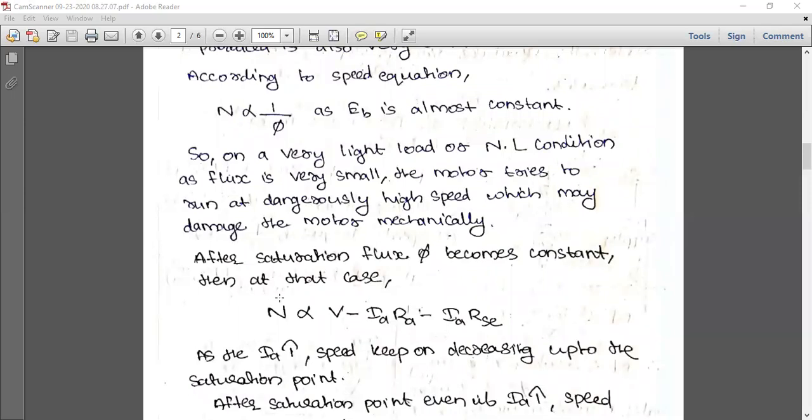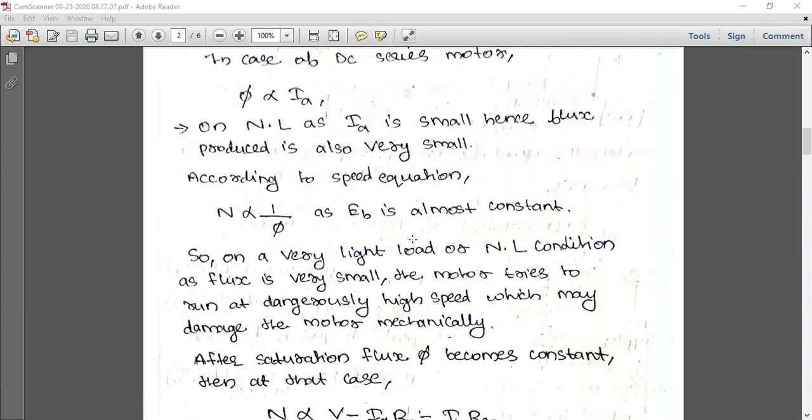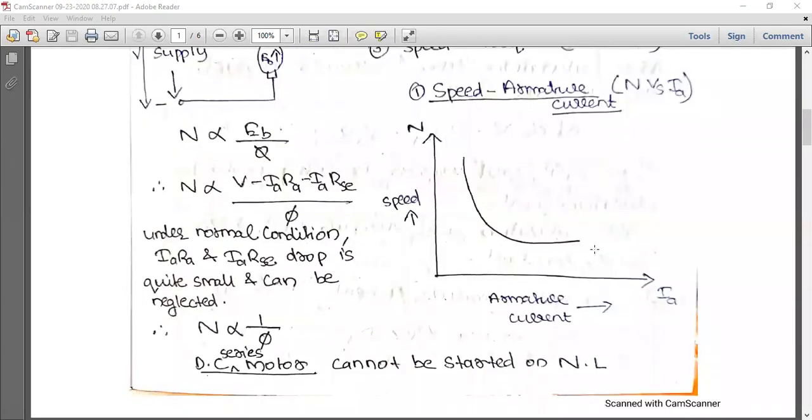After saturation, the flux phi becomes constant. In that case, N is proportional to V minus IARA minus IARC. As IA increases, the speed keeps on decreasing up to the saturation point. After the saturation point, even if the armature current IA increases, the speed remains constant. That's why we have it parallel to the x-axis; the speed is not changing. This is the speed armature characteristic, N versus IA. So you understood why this figure is like this.